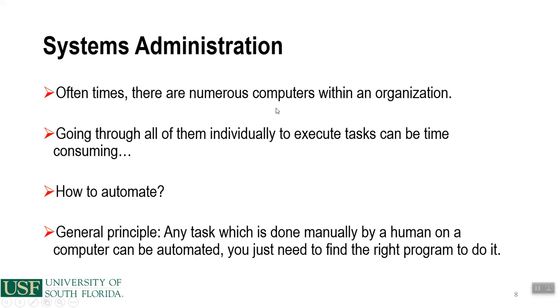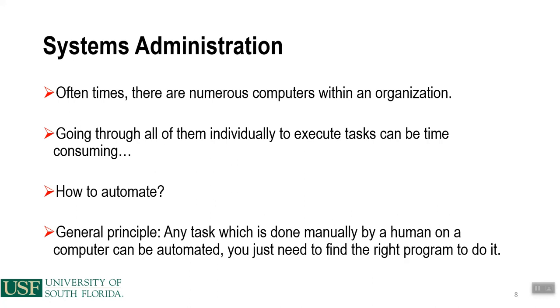Now remember that oftentimes there are numerous computers within an organization, and going through all of them individually to execute tasks can be very time consuming. So having a single person go through all of the computers to, say, update permissions on them can be very time consuming, or remove a particular file on a machine across 1,000 machines in an organization. You don't want to be doing those types of things manually. The reason why, it's very inefficient and time is money.